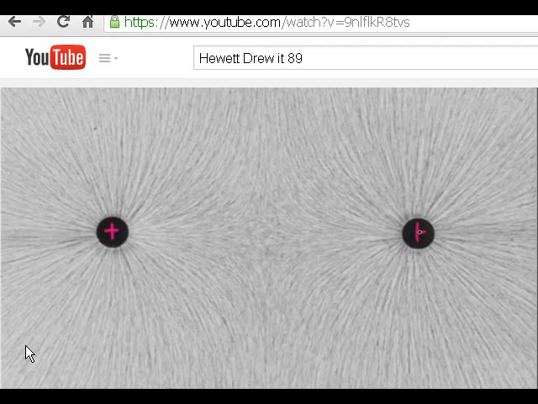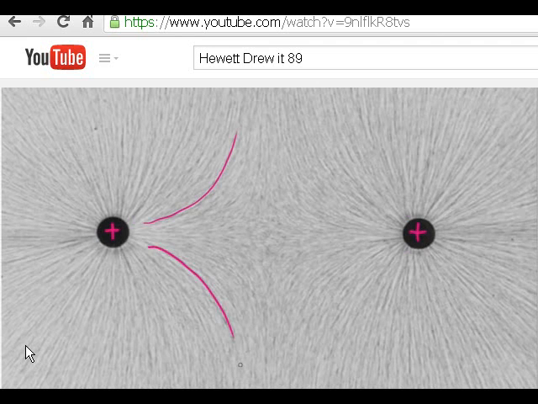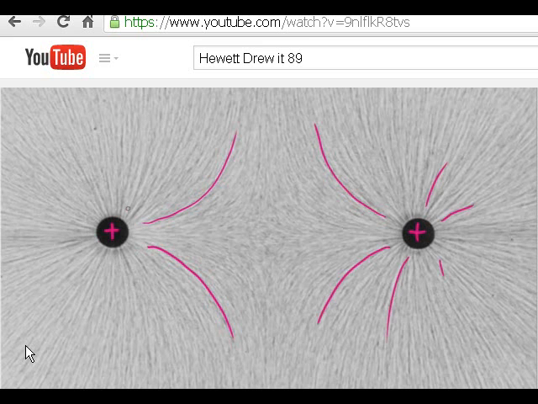We can use the same vector technique to show the field between a pair of positive terminals shown here. What's the resultant field halfway between the equal charges? Did you say 0? If so, yeah.